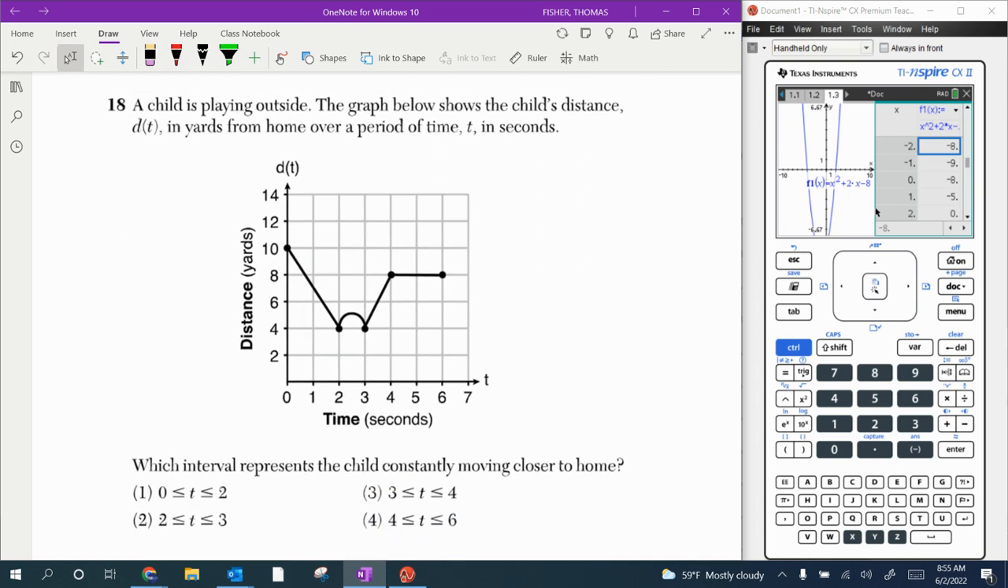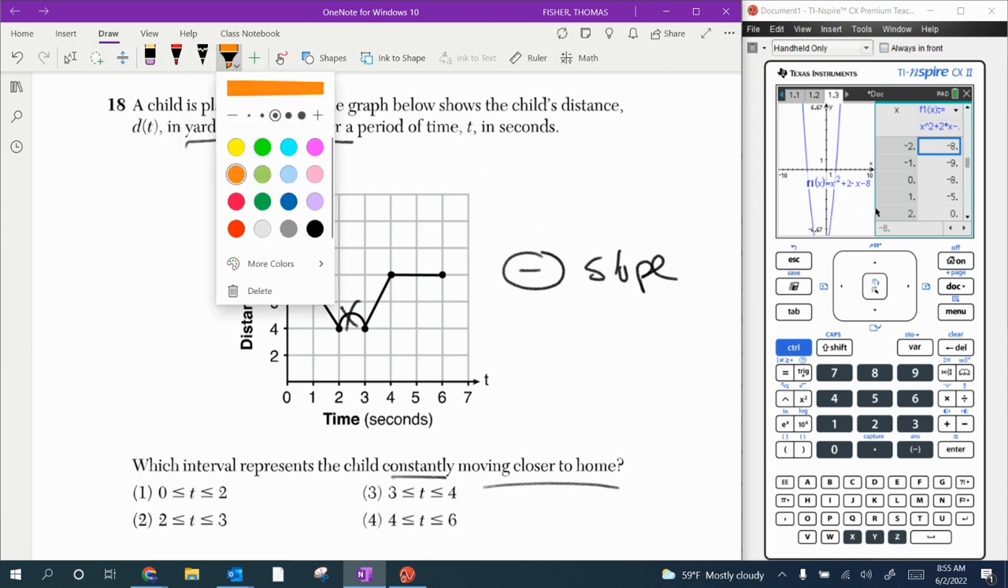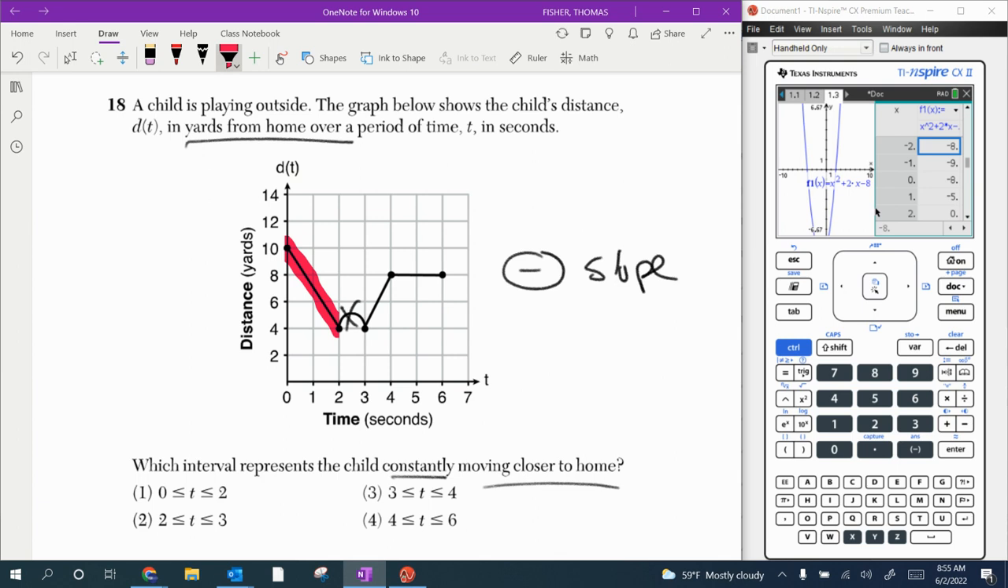Number 18 here. We're looking at a graph. Which interval did the child constantly move closer to home? So constantly is key. So it can't be anything that's not a line. So it can't be the section between 2 and 3. And moving closer to home. So this is the distance. It says here, distance from home. So getting closer to home means that we're decreasing. So negative slope. So we're looking for a decrease, a negative slope here, which happens right off the beginning here, decreasing right there. So getting closer to home is in between 0 and 2 seconds. This would be a positive slope and a 0 slope, so those can't work.